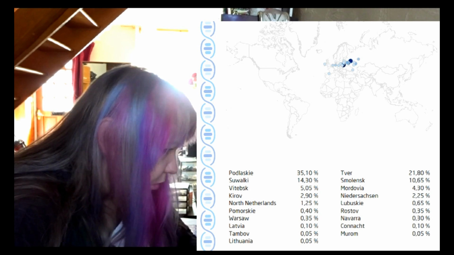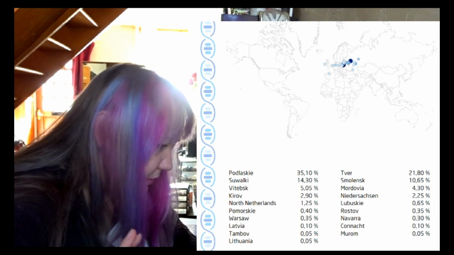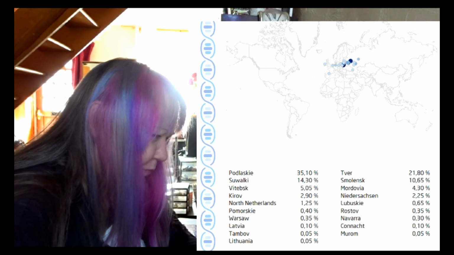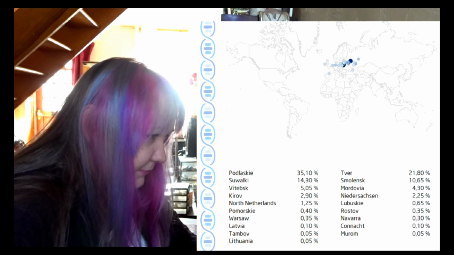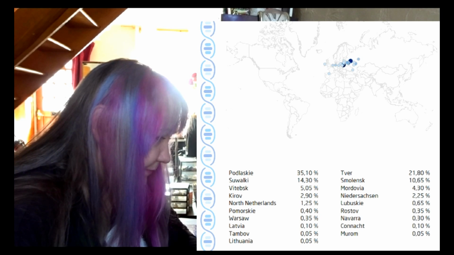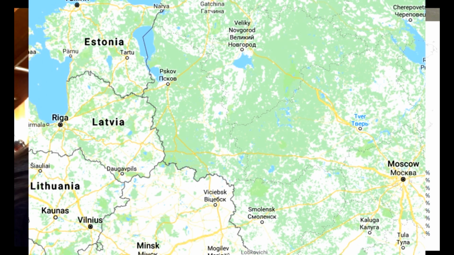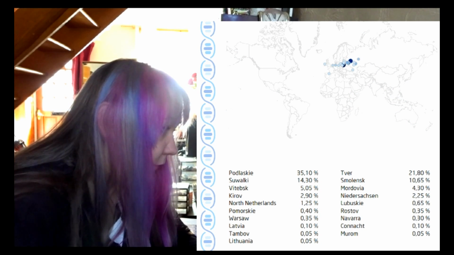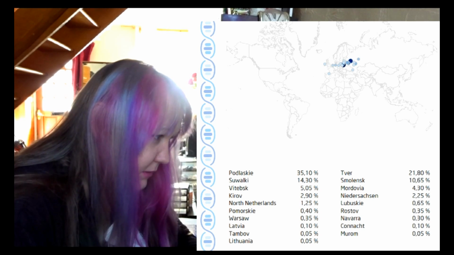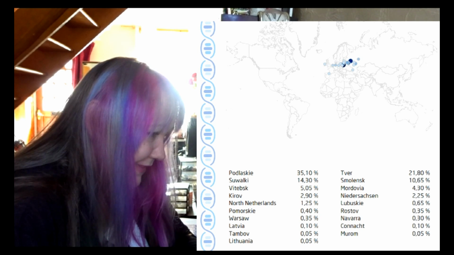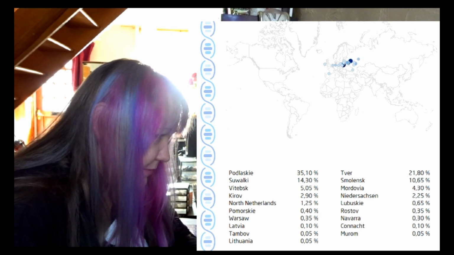Warsaw, well, Tambov, I have no idea. Lithuania, yes, but only 0.05%. Okay, Tver. I don't even know where this is. Well, okay. It looks possible. But again, some of my Russian ancestors could be from my mother's side, not only from my father's side. Well, okay, I really don't know this part.